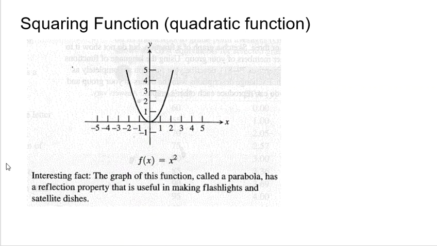Here's another one. This is called the squaring function, or you may know it as the quadratic function. It creates a parabola. Interesting fact is that it's a parabola and has a reflective property that is useful in making flashlights and satellite dishes. So, the science and the math behind how to make a flashlight and a satellite dish involves understanding quadratic functions. So this is x squared. So x squared is one you guys are very, very familiar with.